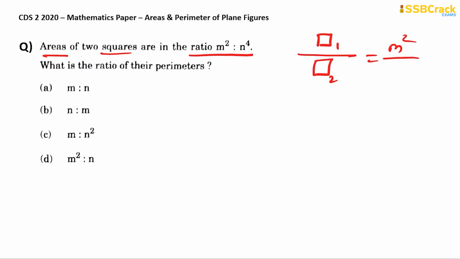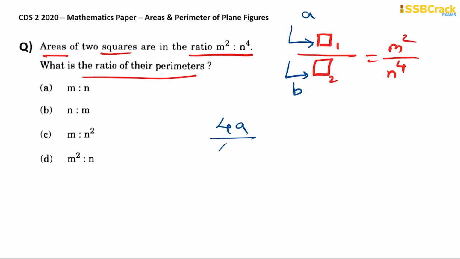Which ratio? m square is to n to the power 4. So what is the ratio of their perimeters? So I would say the side of the first square be A, the side of the second square be B. So they asked us 4A ratio with 4B, which is the same as the ratio of A to B.